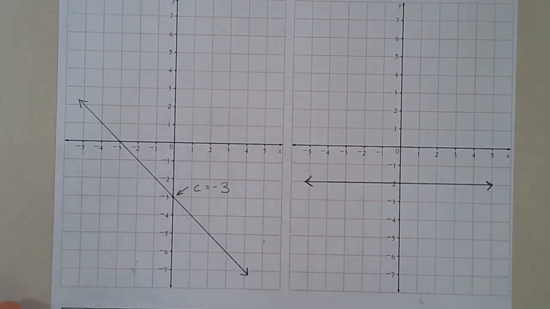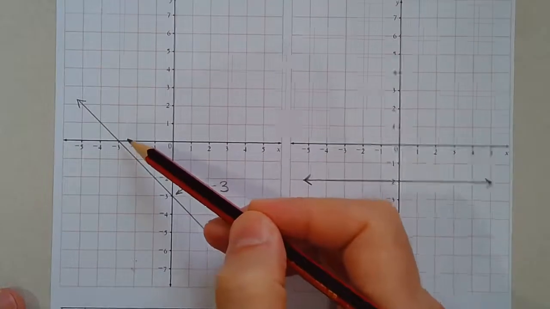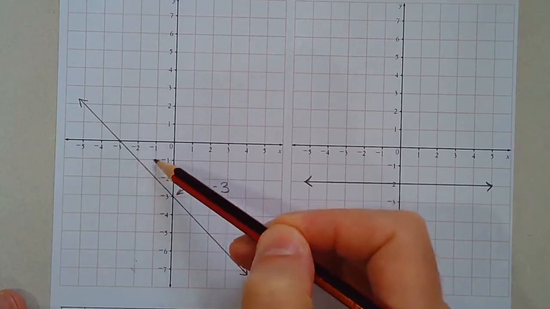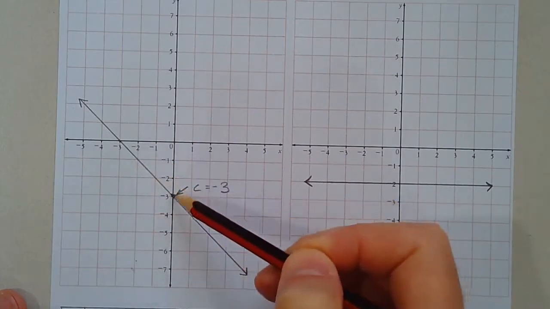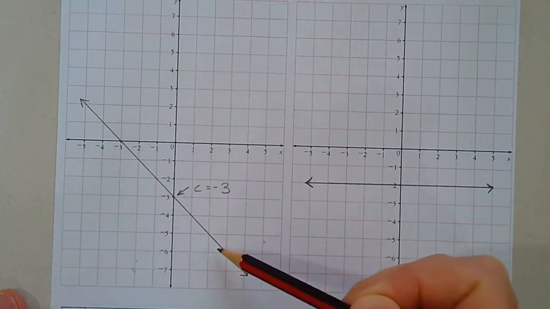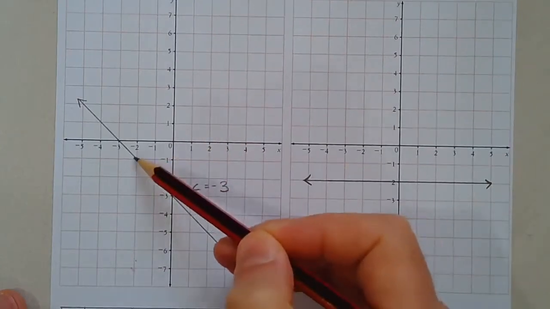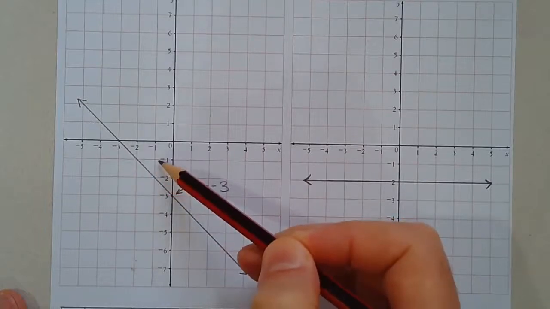Can we work out the gradient? In fact, you can read it off the graph as x goes across by 1, y goes down by 1. Across 1, down 1, across 1, down 1, across 1, down 1, and so on and so on. Rise over run, well, it's falling, -1, when we're moving across +1.